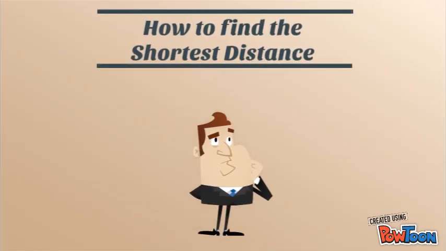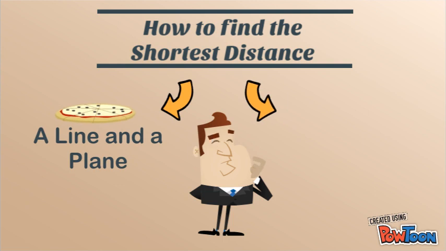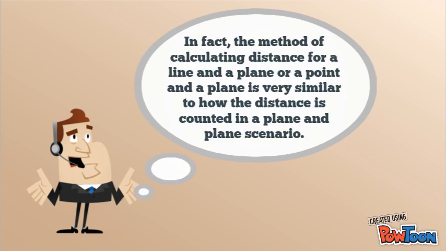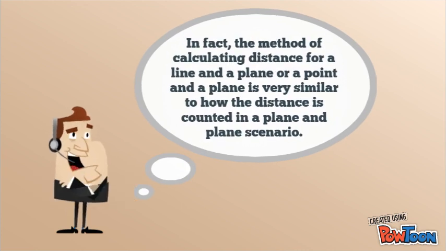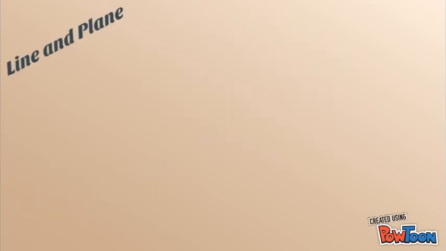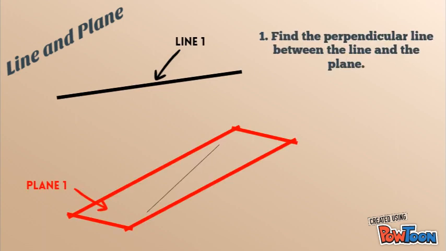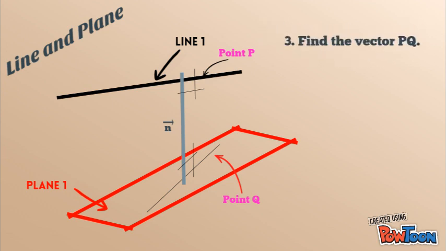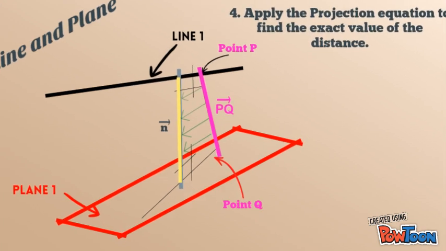Other than that, the shortest distance can also be found between a line and a plane, or a point and a plane. In fact, the method of calculating distance for a line and a plane, or a point and a plane, is very similar to how the distance is calculated in a plane and plane scenario. Say you are given a line and a plane. First, you need to find the perpendicular line between the line and the plane by cross product. Then, find one point on each, say point P on the line and point Q on the plane. Thereafter, find the vector PQ. Finally, apply the projection equation after you have all the information.